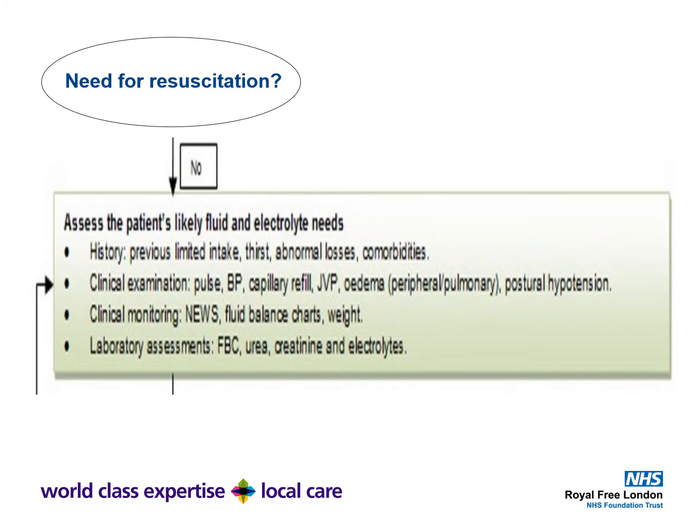So if there's not a need for resuscitation, then, as I was saying earlier, you want to assess these 4 constituent parts here. You want to assess the clinical history, clinically examine your patient, look at certainly for jugular venous pressure, edema, both peripheral and pulmonary, and any evidence of postural hypotension. Look at the clinical monitoring scores, such as the NEWS system, fluid balance charts and weight.